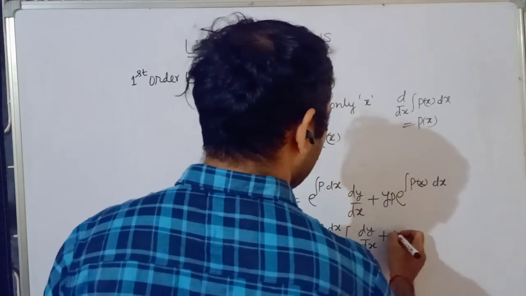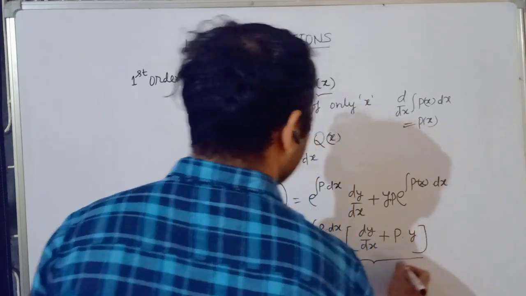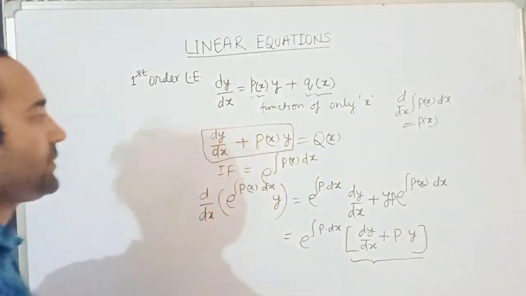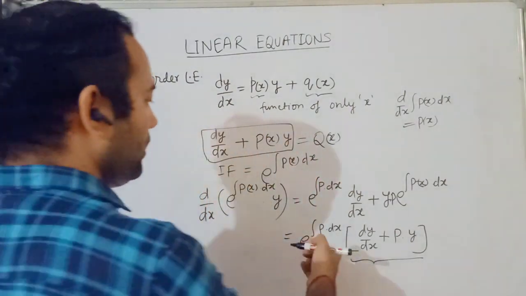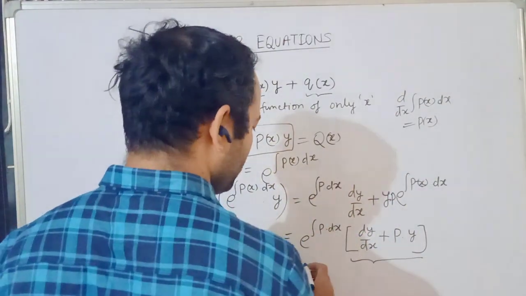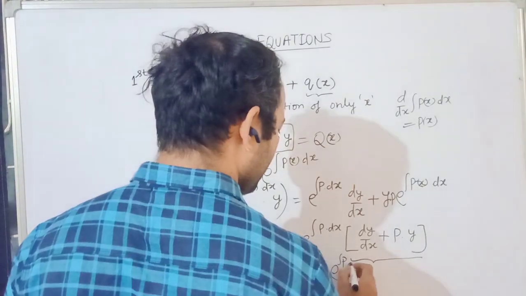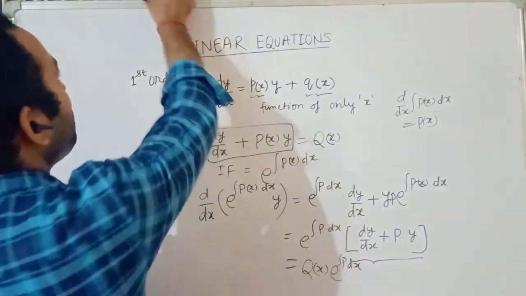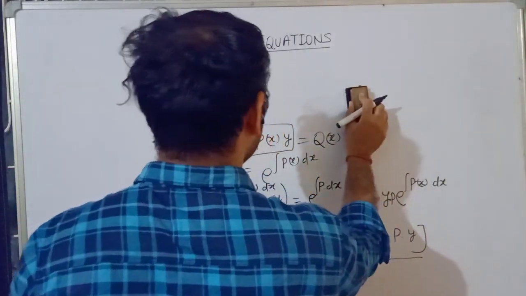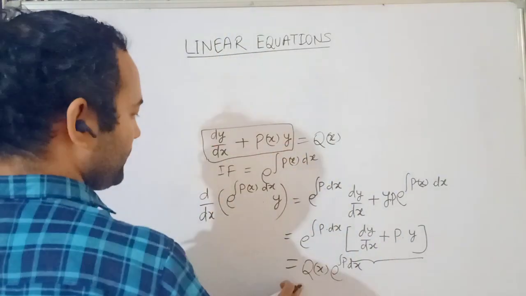p into y. By the way, what is this? Isn't it the right hand side of your actual equation? It is, right? So what can you write? Q(x) in place of this. So basically Q(x) into e to the power p dx. I'm going to erase this part here, and you can easily integrate this.